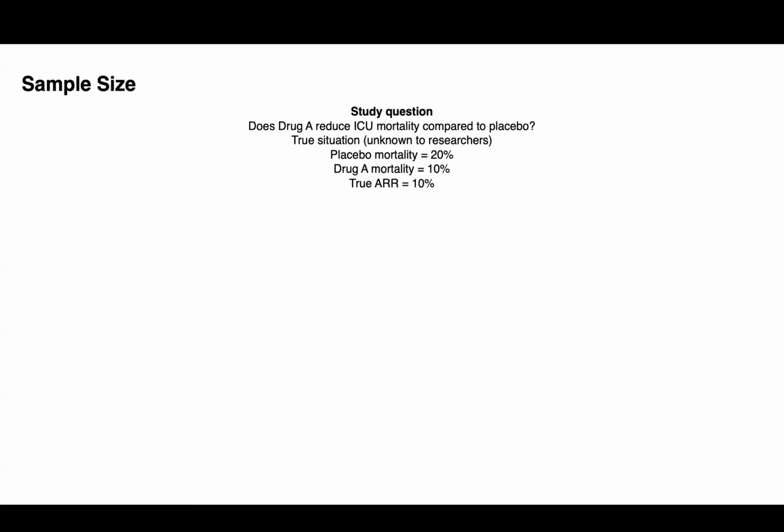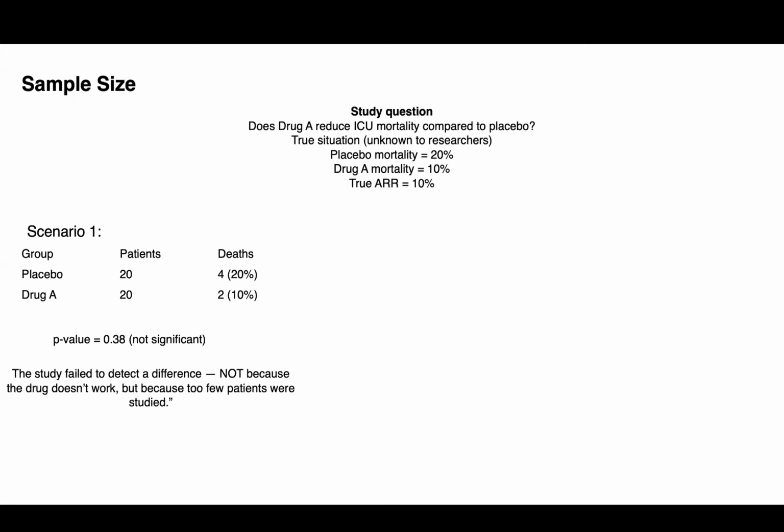So why the sample size takes real importance is, you see the scenario 1 where a smaller number of patients were taken in the study. That is total 40 patients, placebo had 20 and drug had 20. So based on this mortality assessment, they found that the deaths were 4 and here the deaths were 2. But the ultimate p-value was 0.38. So the study failed to detect a difference not because the drug doesn't work, but because few patients were studied.